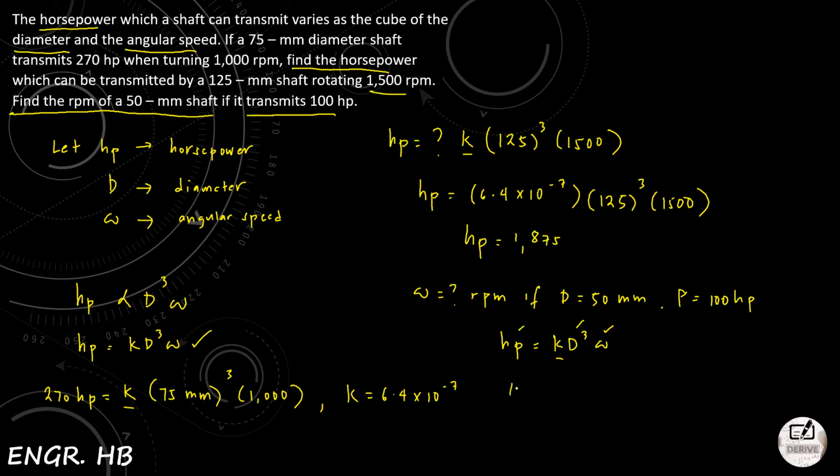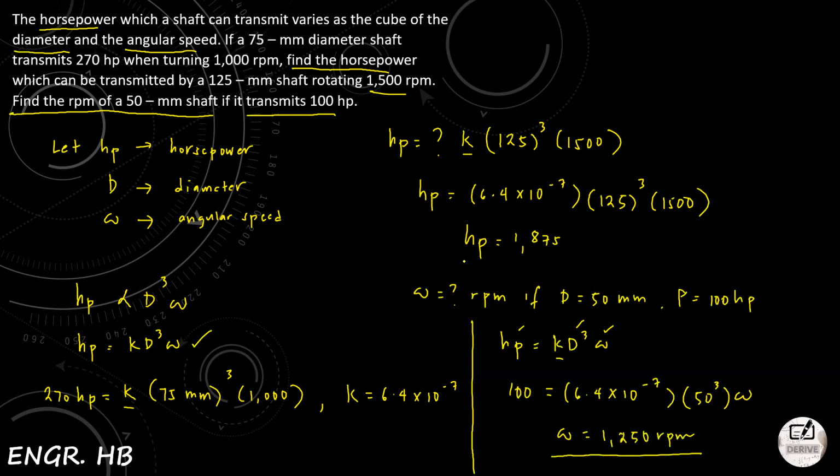So our HP is 100. Maglagay lang ako ng line dyan. Is equal to K, which is 6.4 times 10 raised to negative 7 times 50 cube times the omega, which is the unknown. So the answer is 6.4 times 10 raised to negative 7 times 50 cube. So 100, divide mo yon. So the answer is 1,250 RPM. And of course, the power is 1,875 horsepower.